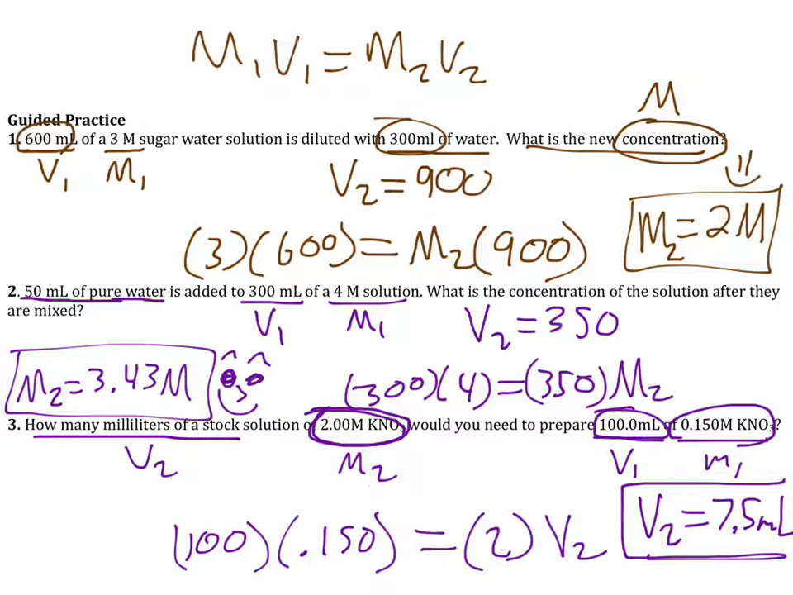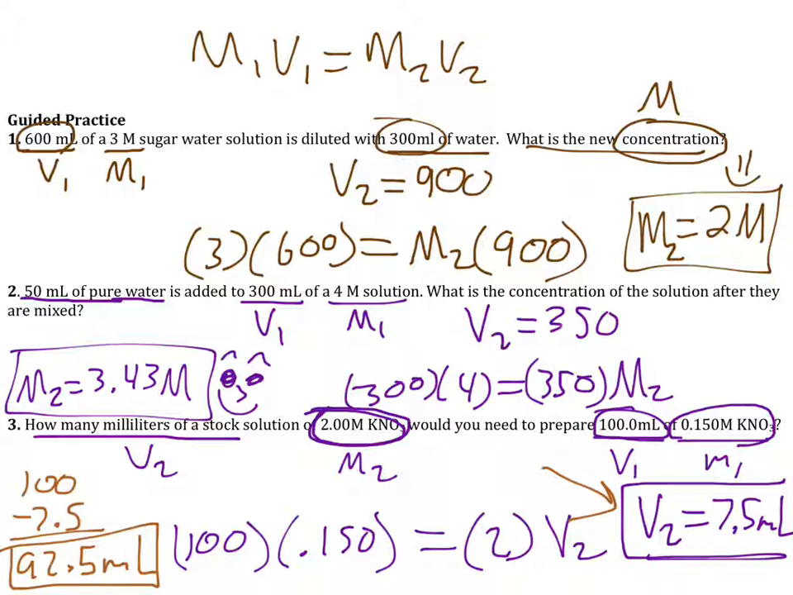What I'm going to do right now is not part of this problem. This problem's not asking that, but I'm just taking it a step further. The answer to this problem is this, but I'm saying, well, what would we need to do with this 7.5 milliliters? If we want it to be 100 milliliters and it's 7.5 milliliters, all you have to do is subtract, and you'll see that you would need to add this many milliliters of water to 7.5 milliliters of the original stock solution to achieve the new solution.